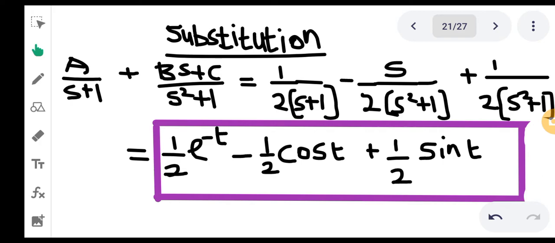So this becomes very simple because we know that whenever you have the Laplace inverse of 1 over (s plus 1), it's just e to the power minus t. And we also know that whenever you have the Laplace inverse of s over (s squared plus 1), it leads us to cos. Because the constant here is 1, so cos t, so minus half cos t. And in this place you are going to get half sine t, because you know that the inverse of 1 over (s squared plus 1) is sine t. Okay, so thank you very much.